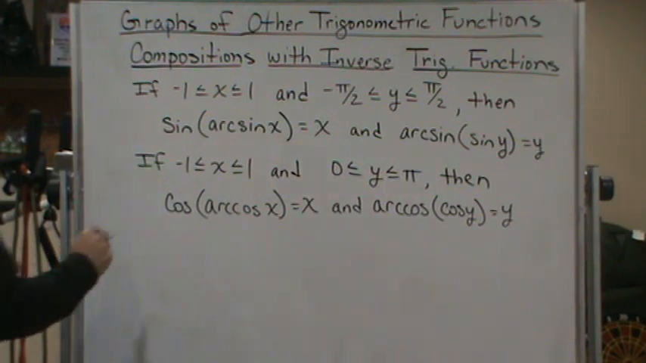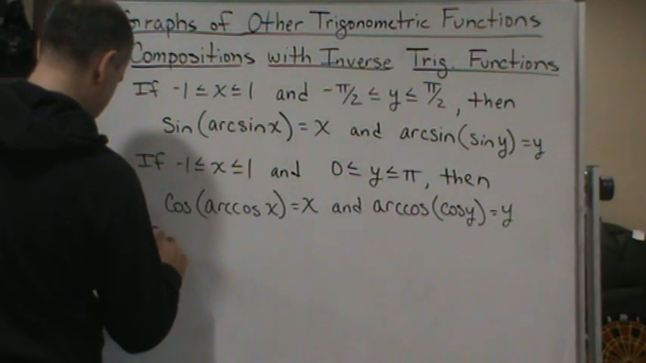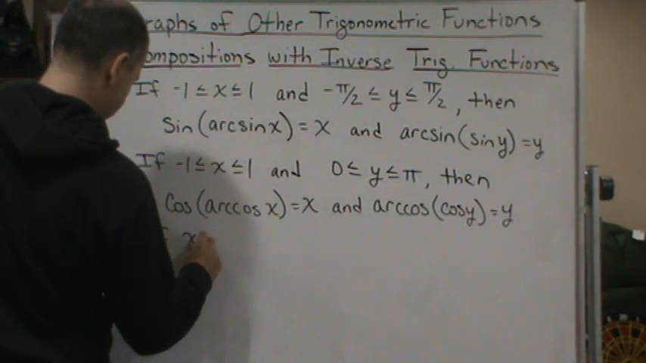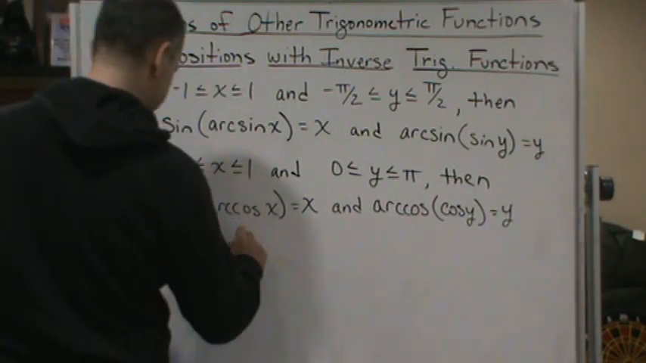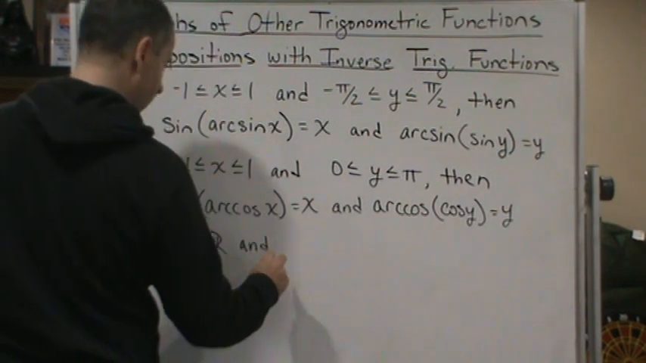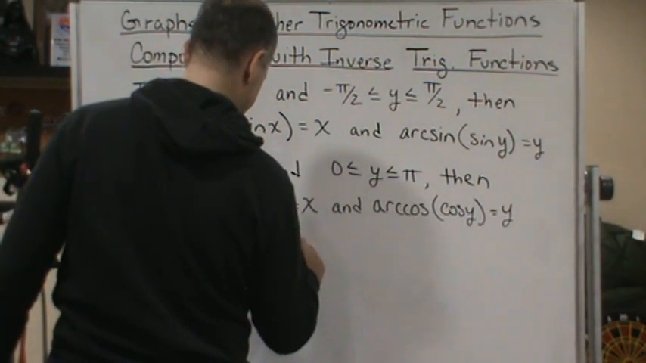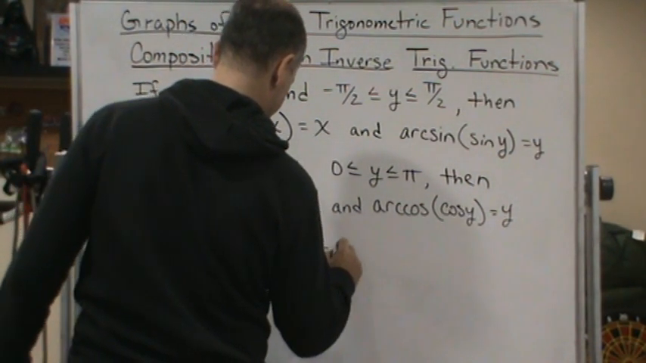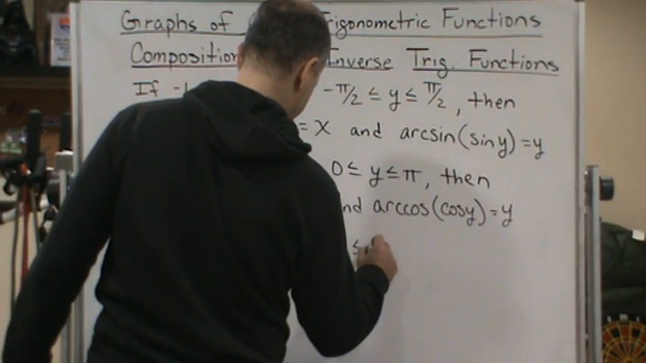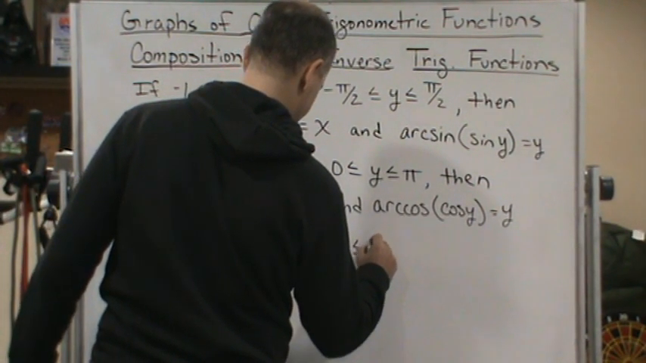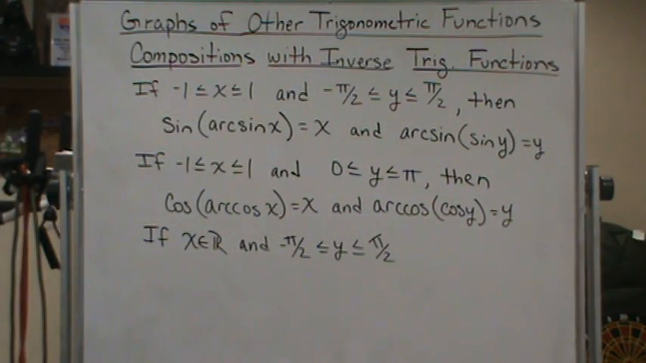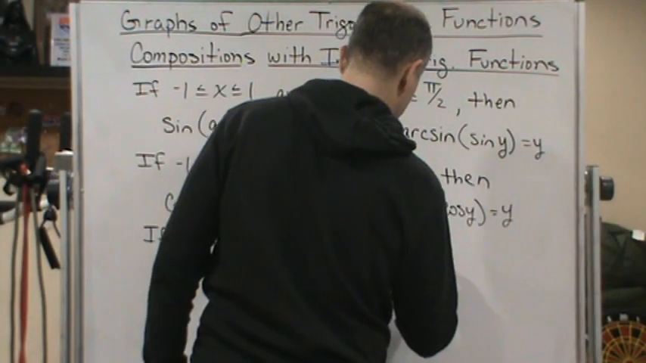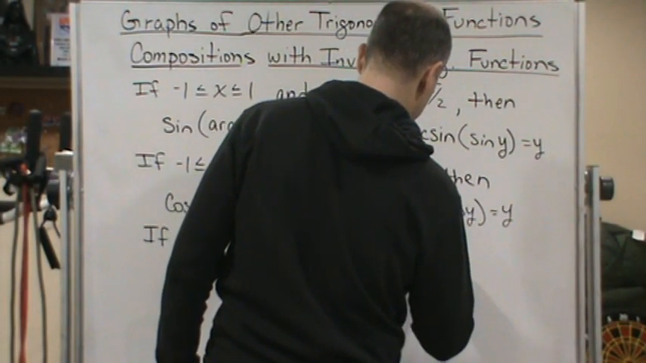And then finally, if x is a real number, and y goes from negative pi over 2 to positive pi over 2, then we have the following relationship properties hold.